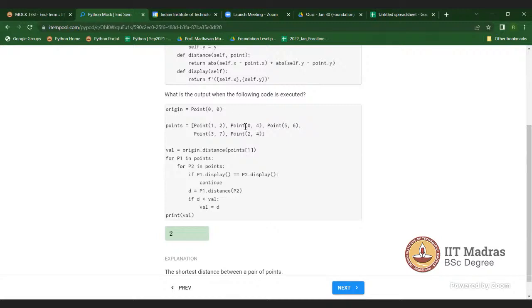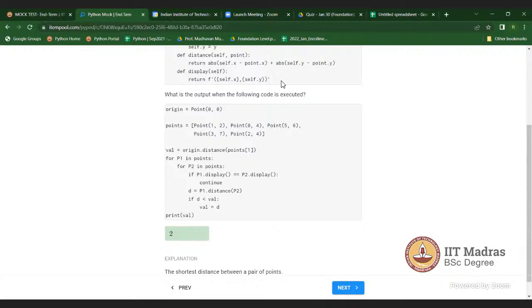Okay. Moving on to the next point. 0, 4 and 5, 6, it is greater than 3. 0, 4 and 3, 7, also greater than 3. 0, 4 and 2, 4, the distance is only 2. So the value will be 2. Similarly, you can check for the others.